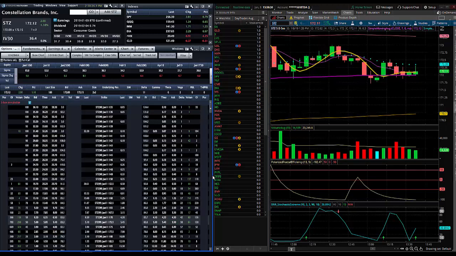Okay, so we do have a constellation that is starting putting out before the open tomorrow, and just want to make sure my volume was in a good spot.